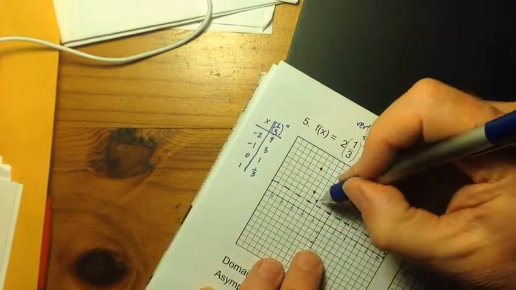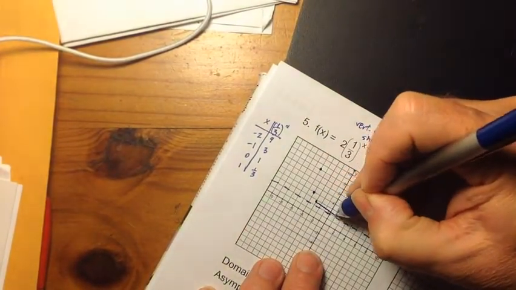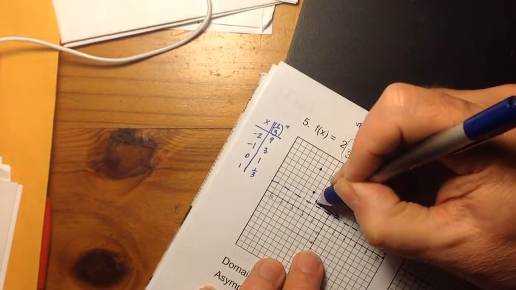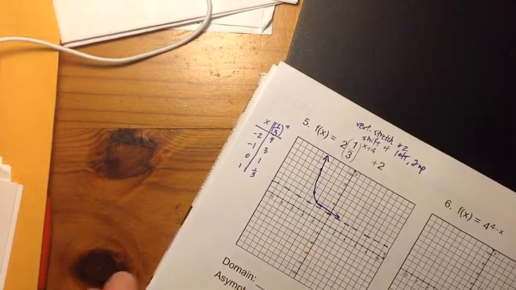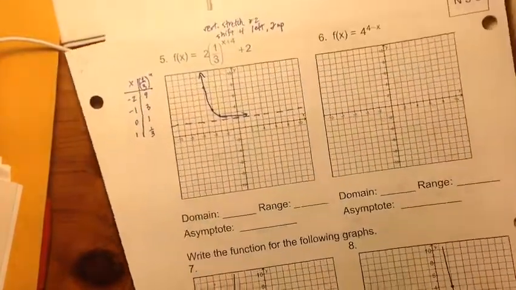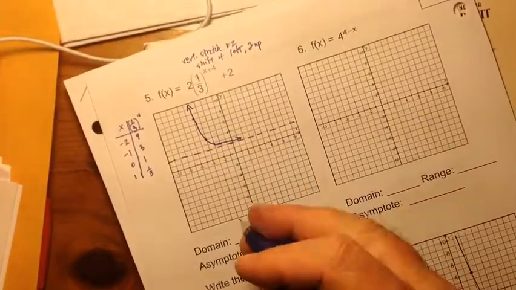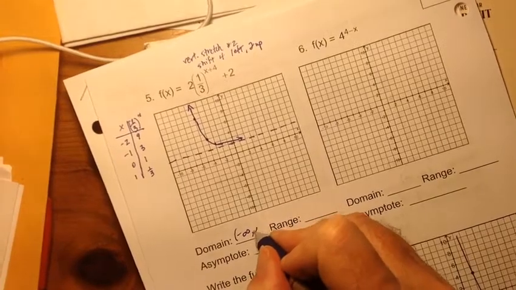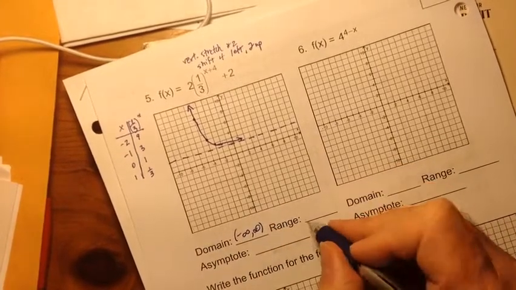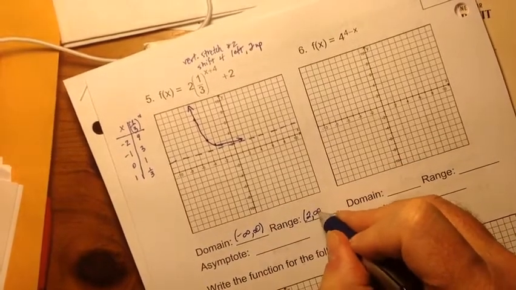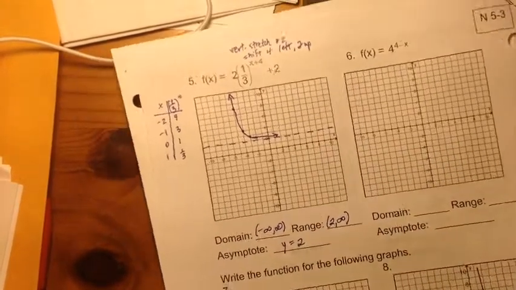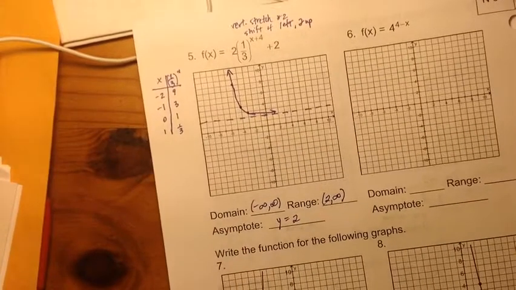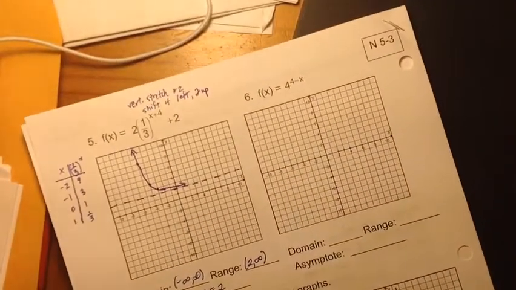So it's going to hug that thing going to the right, and it's going to turn pretty quickly here, going up. Okay? Domain is all real numbers. My range now is going to be from 2 to infinity. My asymptote, y equals 2. All right.